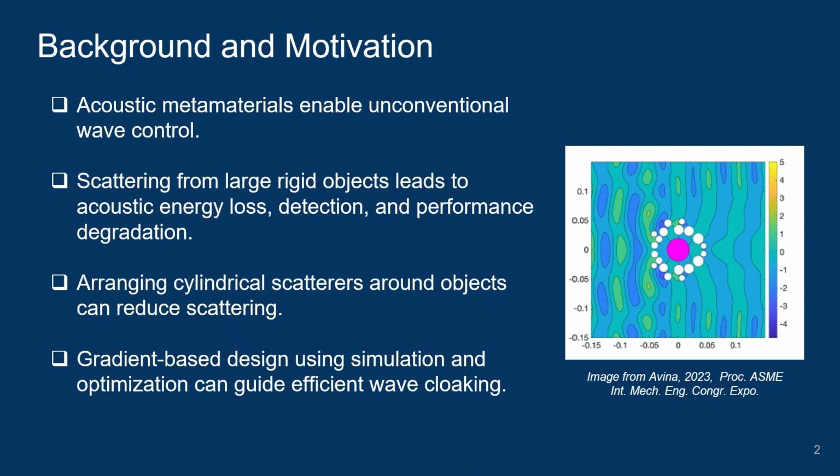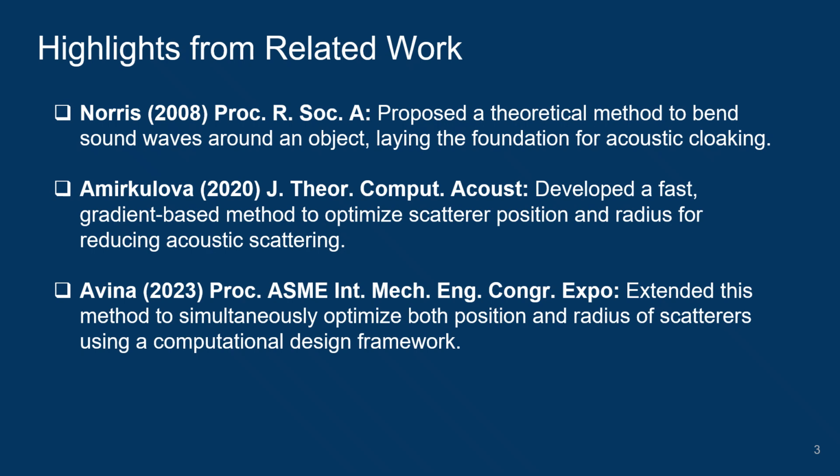Arranging optimized cylindrical scatterers around objects can reduce scattering. The image shows optimized scatterers placed around the large rigid object, which reduces the backscattering. A theoretical method is used to bend or control sound waves around an object, which lays the foundation for acoustic cloaking. Gradient-based optimization method is developed to optimize scatterer position and radius for reducing scattering.